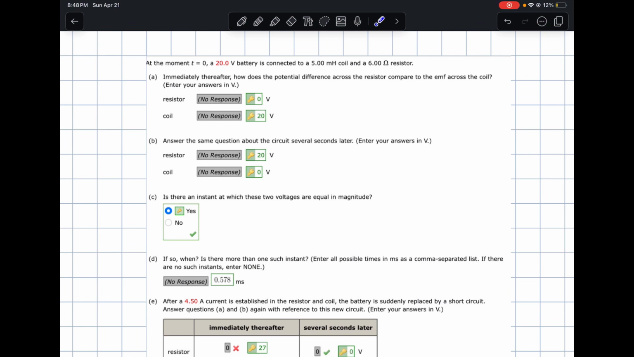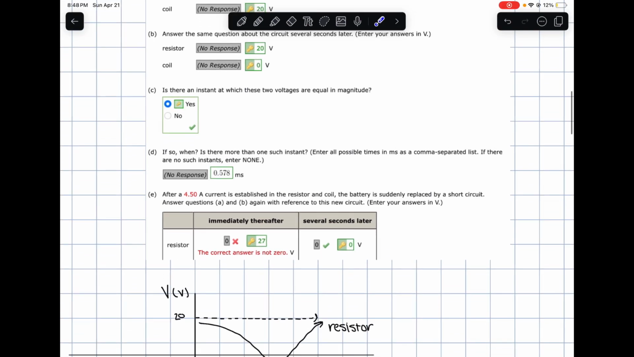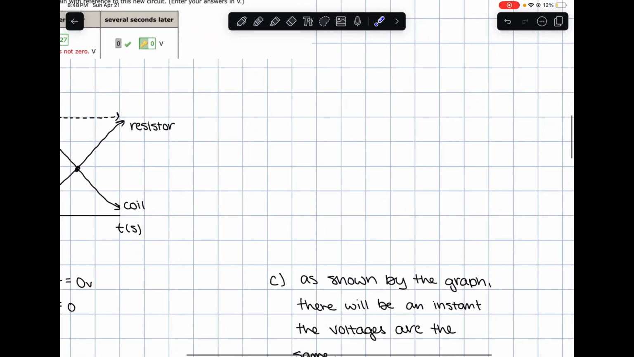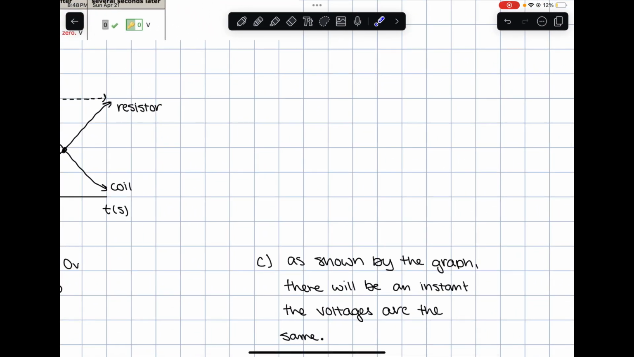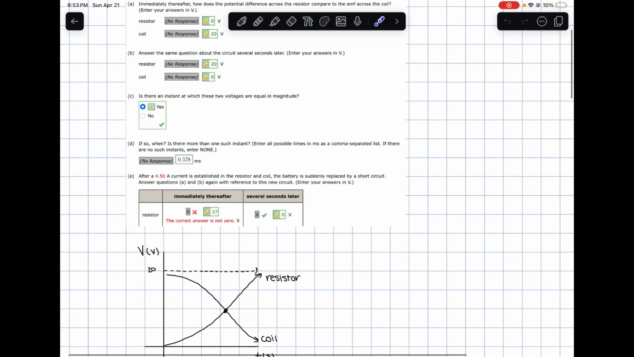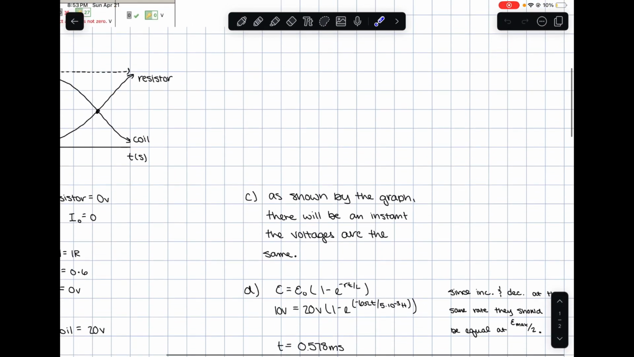Now to part C. Is there an instant at which these two voltages are equal in magnitude? Well, see how handy this graph was? There is an instant where these two voltages are equal in magnitude because there's an instant where they both cross. So for part C, as shown by the graph, there will be an instant the voltages are the same. Now on to part D. If so, when? Is there more than one such instant? Well, in this case, we're only going to see one instance of the voltages being exactly the same. And we're also able to calculate the time at which the voltages are the same. So, let's take a look.